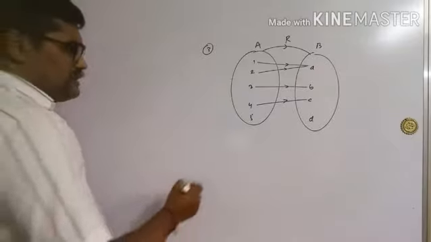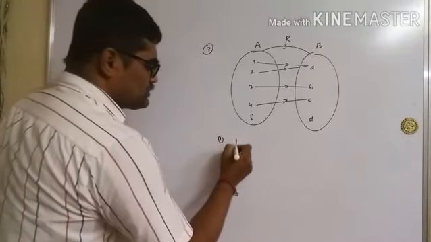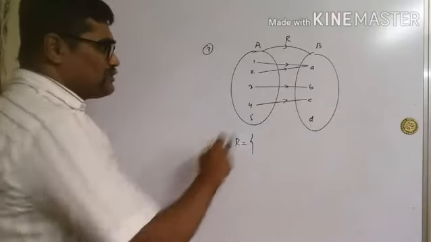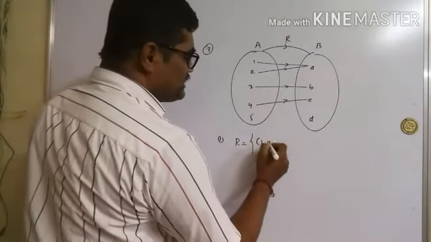First question, you write it in the roster form. Arrow diagram is ready, now the roster form. So how will you write? 1 is related to A, one ordered pair you got.